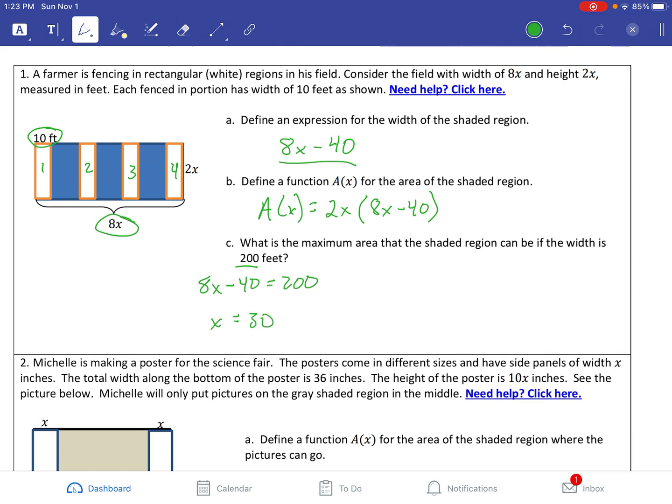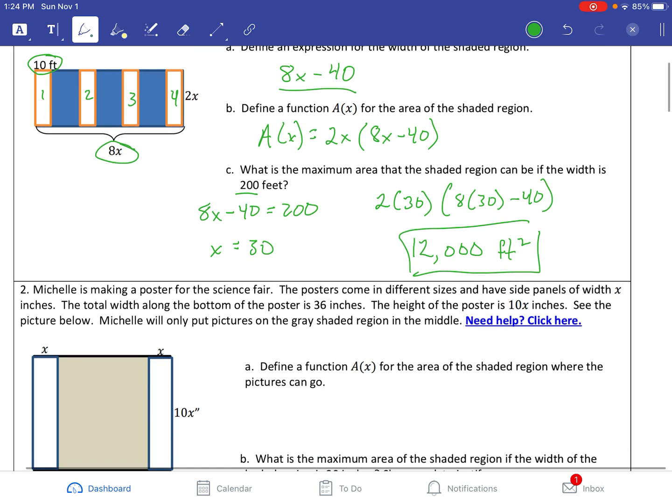Well, that's not our answer. That's just what x is going to be. So now we put that x back into our equation. We got 2 times 30 times 8 times 30 minus 40. So that's going to give us 60 times 200, which gives us 12,000 feet squared. There we go.